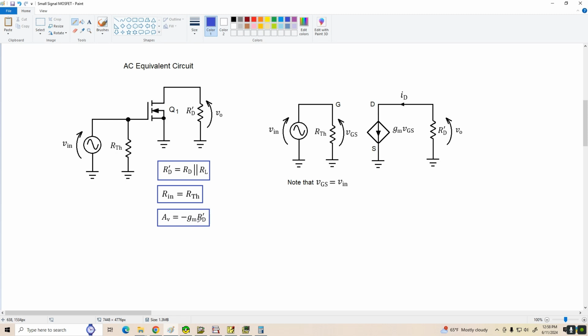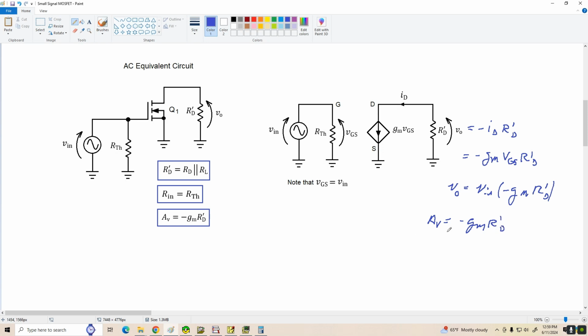And we can derive that really easily from this equivalent model over here, where we see that V out equals negative I sub D times R'(D). And since I sub D is GM times VGS, we can write negative GM VGS times R'(D). And of course VGS is V in, so our V out is equal to V in times negative GM times R'(D). V out over V in is voltage gain, and that's negative GM times R'(D), as we see over here.